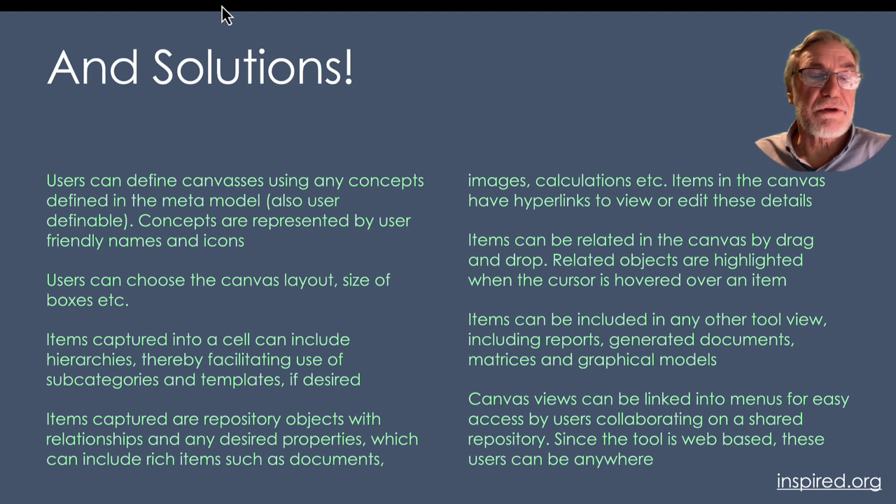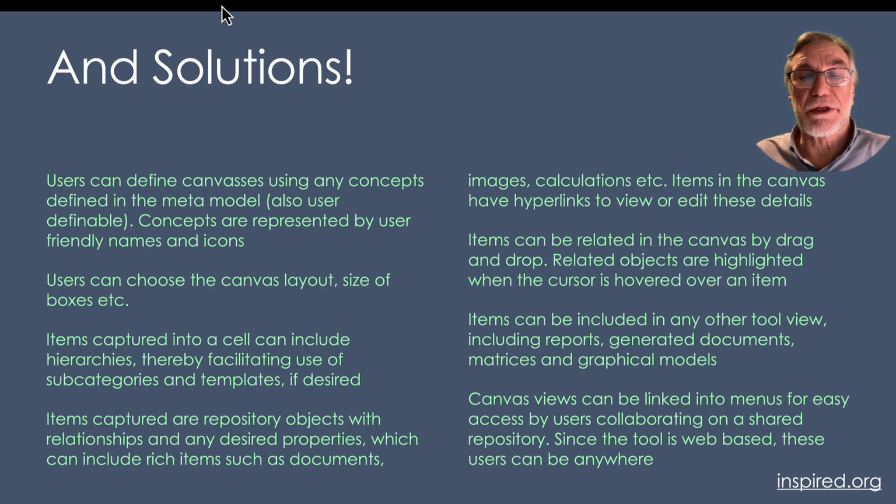Items captured are repository objects with relationships and any desired properties, and the properties could include rich things such as documents, images, calculations, web links, and so on. Items in the canvas have hyperlinks to allow us to view or edit the details.